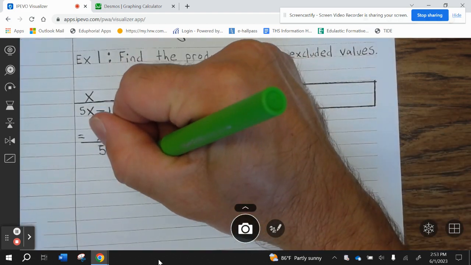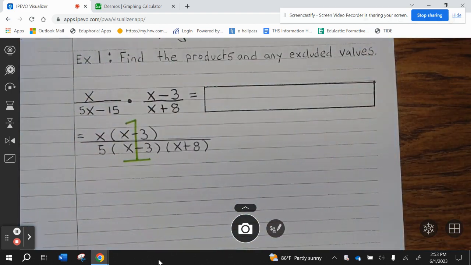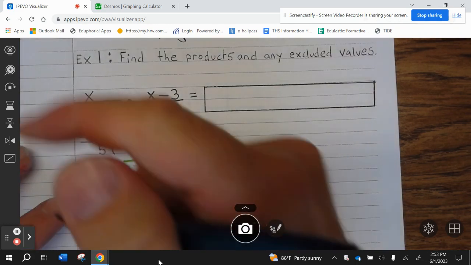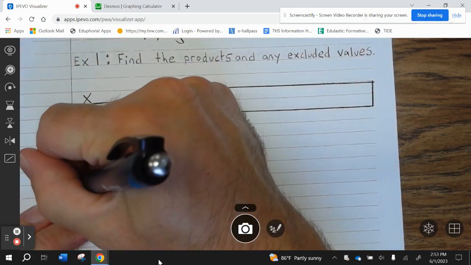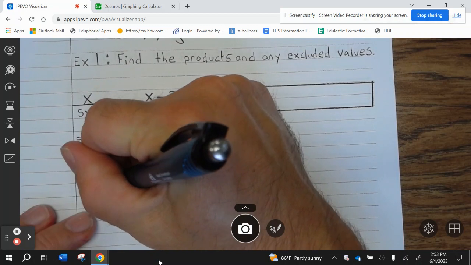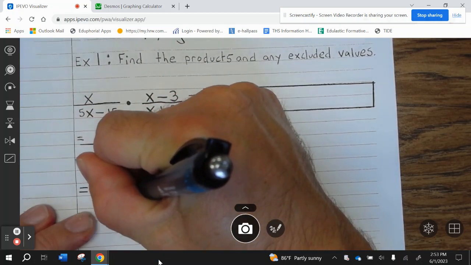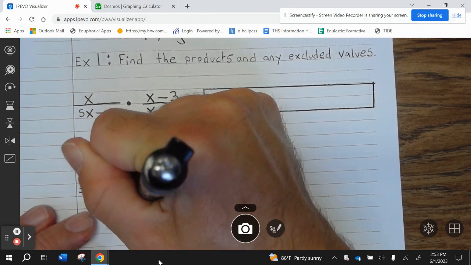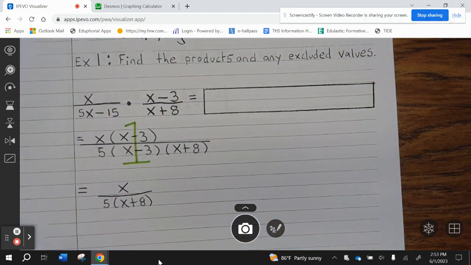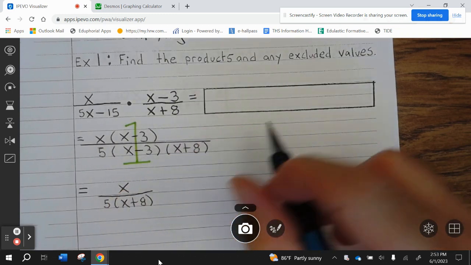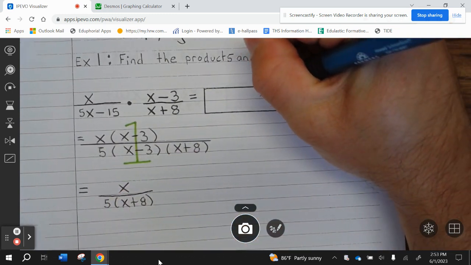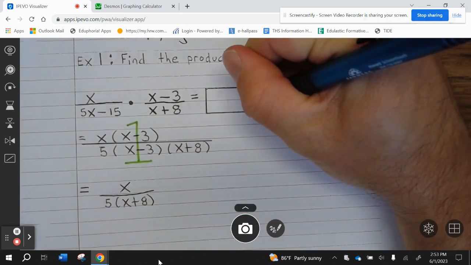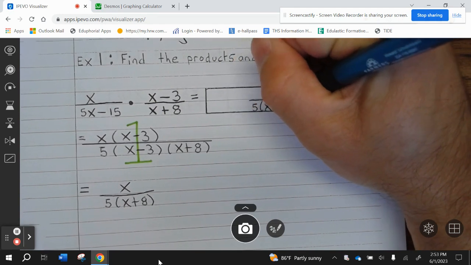This divides and becomes 1. So you're left with x divided by 5 times x plus 8. So this equals x divided by 5 times x plus 8.